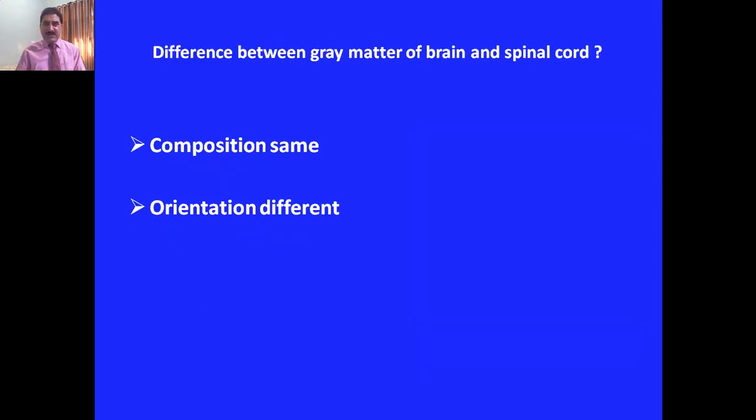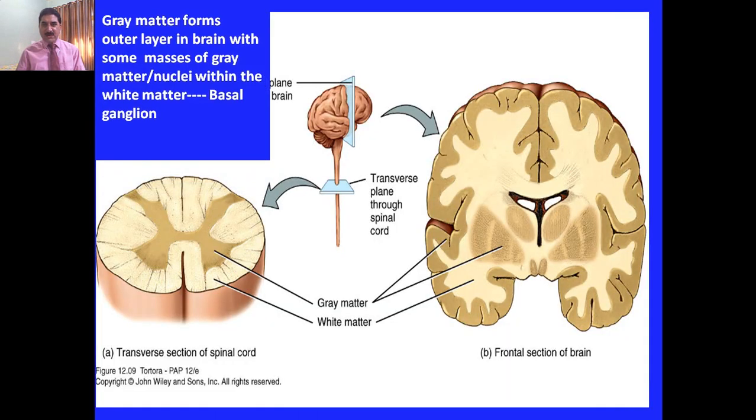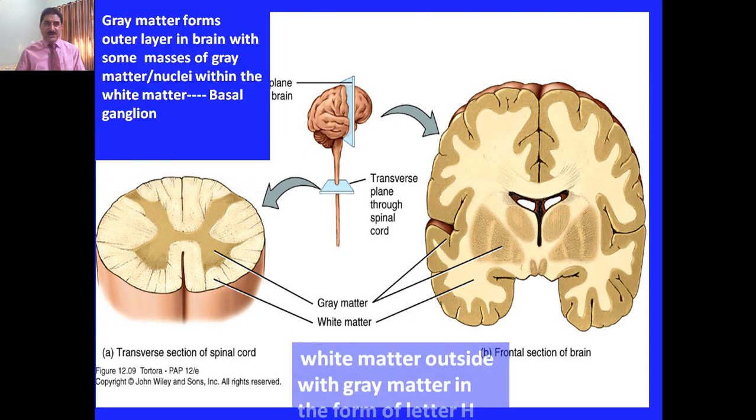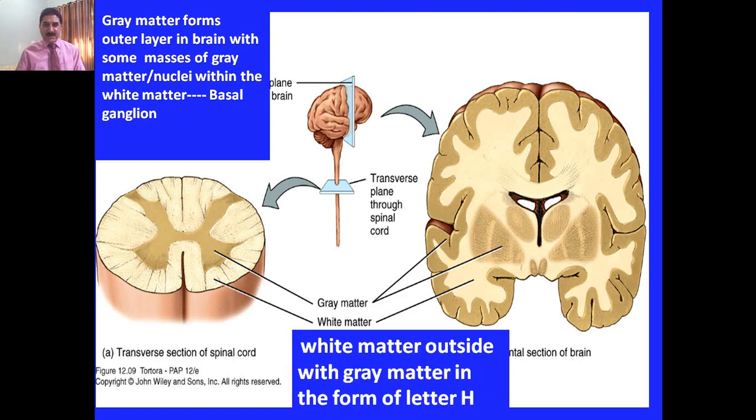What is the difference between gray matter of the brain and spinal cord? The composition of both gray and white matter of the brain and spinal cord is the same, but the orientation of the fibers is different in the spinal cord and brain. This can be explained on the basis of embryology. As shown in this figure, gray matter forms the outer layer in the brain with some masses of gray matter within the white matter. These masses of gray matter are called the basal ganglia. In the spinal cord, white matter is outside with gray matter in the form of the letter H within the white matter.